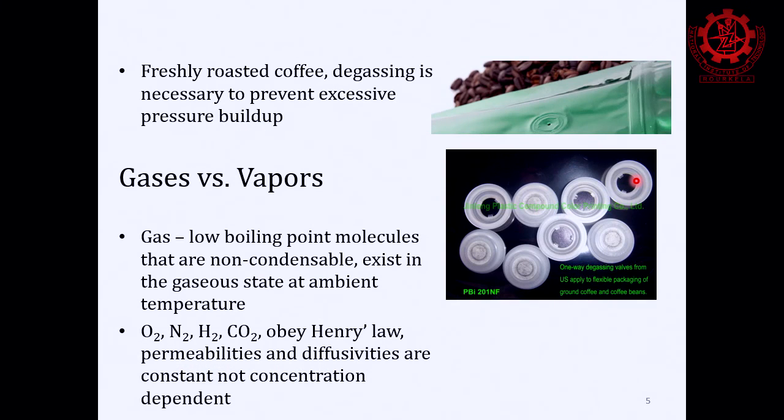Yeah. It is telling us here in this slide that for freshly roasted coffee, degassing is necessary to prevent excessive pressure buildup. Have you studied coffee roasting? Why do we do roasting before packaging? So it develops flavor in the coffee.